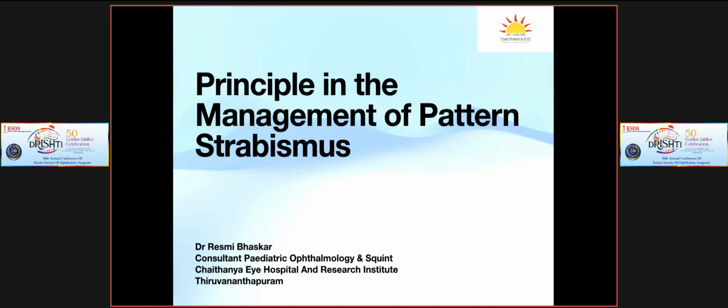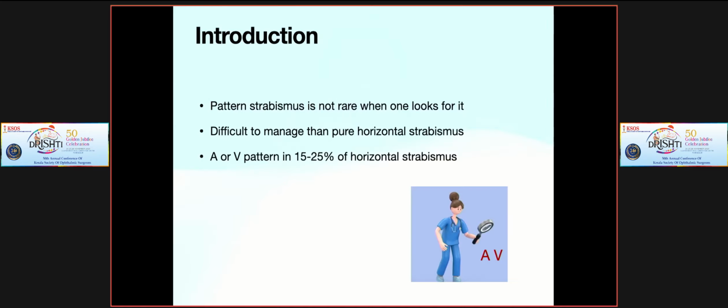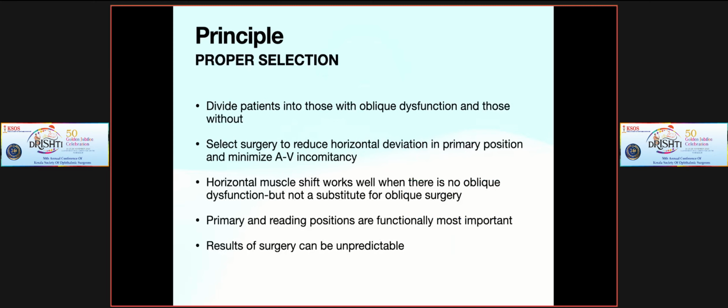So let's see what is the principle in the management of pattern strabismus. Pattern strabismus is not rare when one looks for it. It is more difficult to manage than pure horizontal strabismus. A and V patterns will be seen in 15 to 25% of horizontal strabismus.